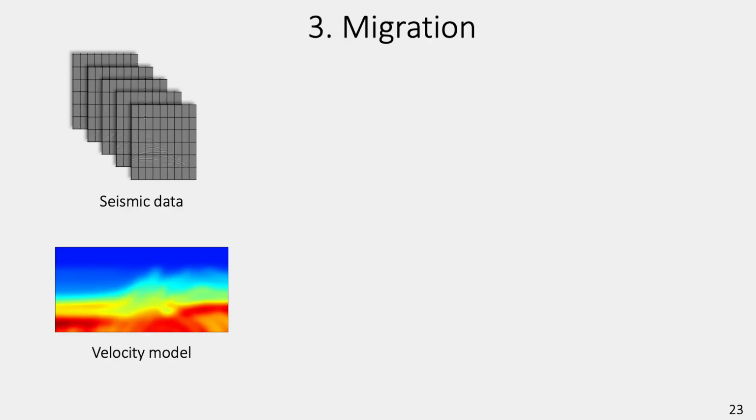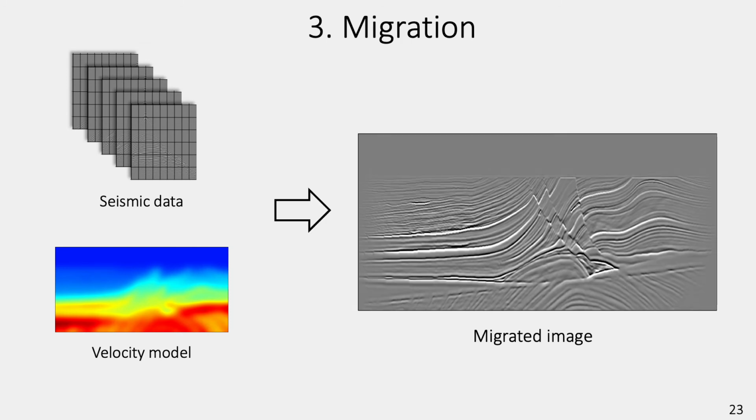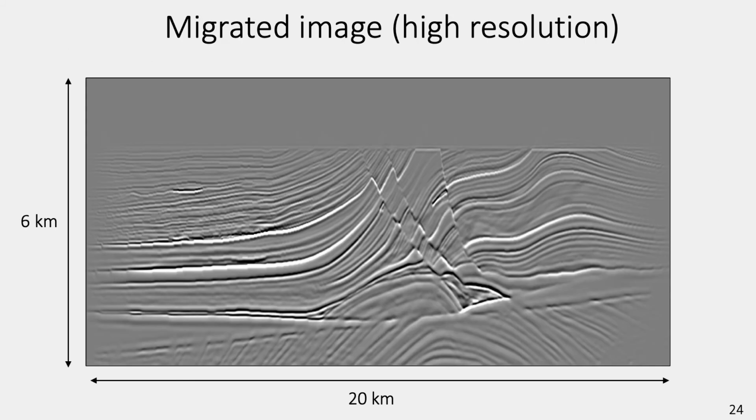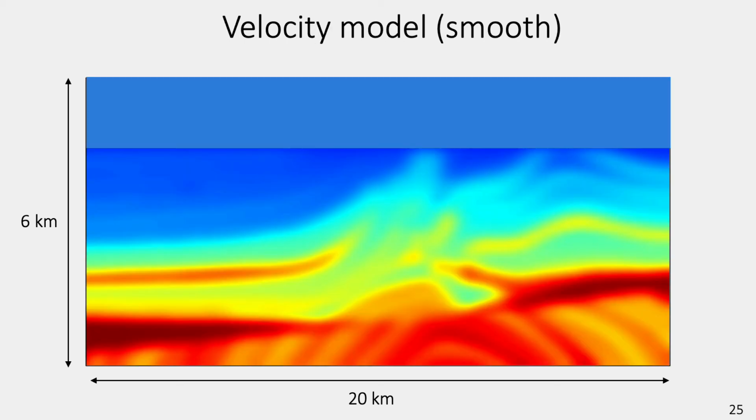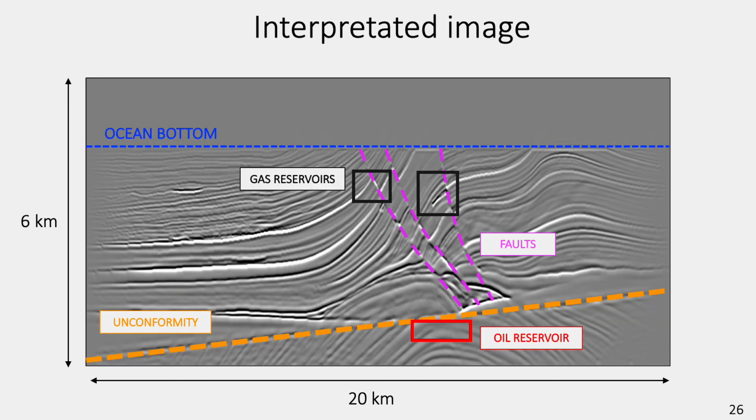Migration requires as an input some seismic data and a velocity model, and the output is what we call the migrated image. Those migrated images, or maps, indicate the presence of interfaces between rock layers, and they're quite higher resolution than the velocity model, as you saw before. As you can see here, the velocity model is way smoother, so lower resolution. And migrated images are quite important because they're then interpreted and we can infer the structure of the Earth with more accuracy.